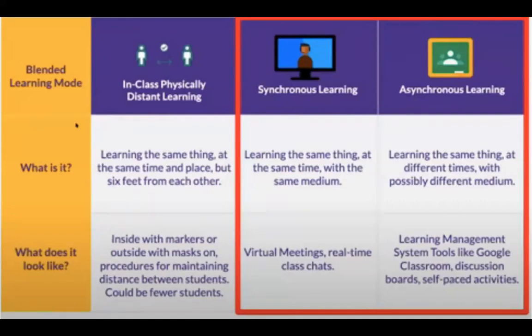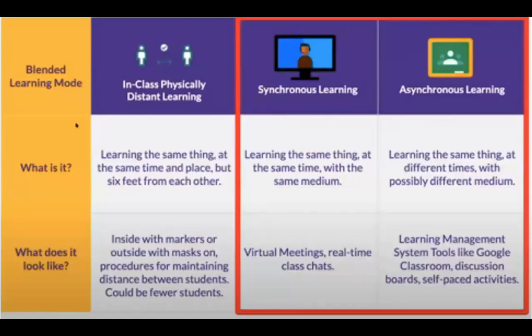If I explain a little more about the blended learning models or modes, it is divided into two parts. The first one is the traditional education system plus the online education system. The online education system is also divided into two kinds: synchronous learning and asynchronous learning. Synchronous learning is learning the same thing at the same time with the same medium. Asynchronous learning is learning the same thing at different times with possibly different mediums.